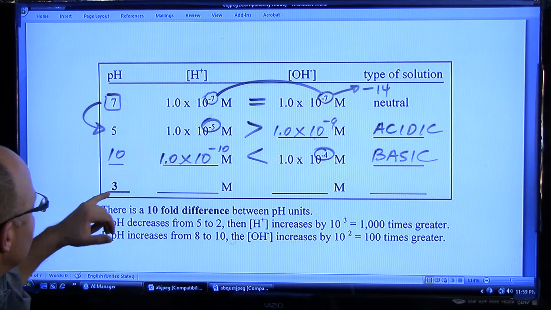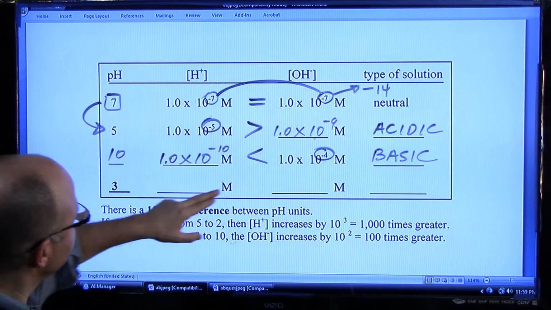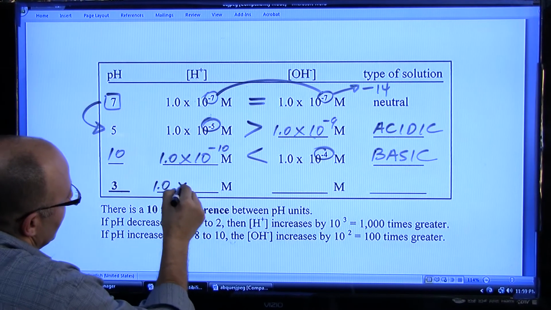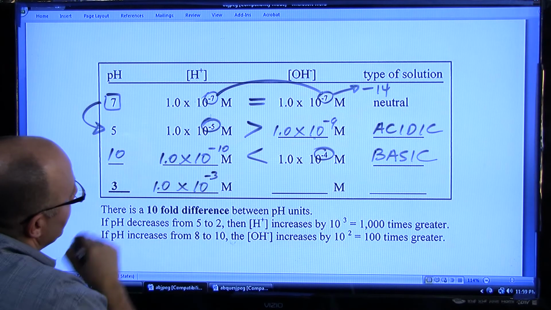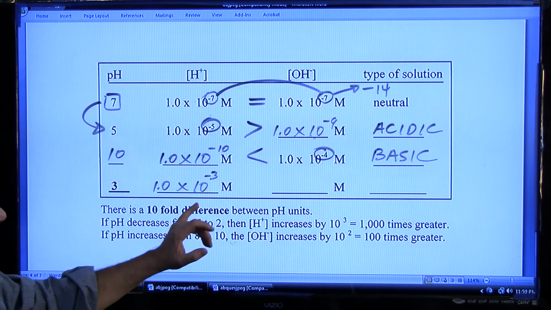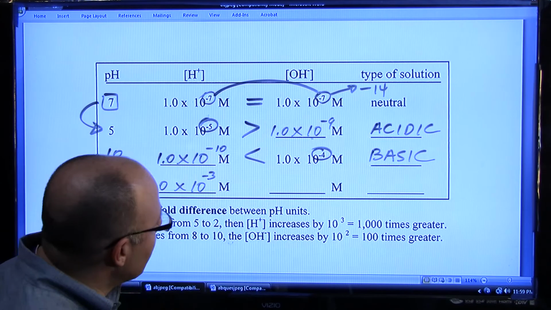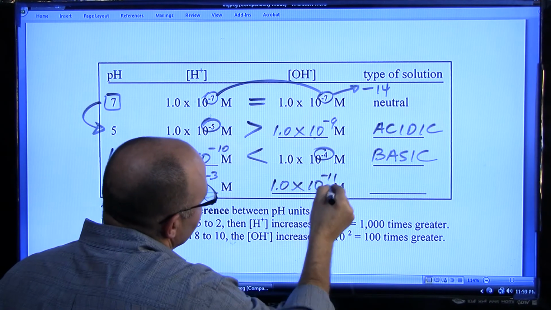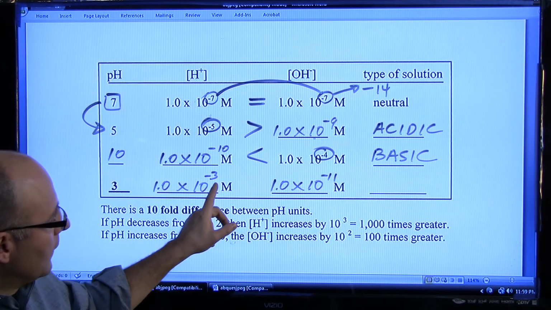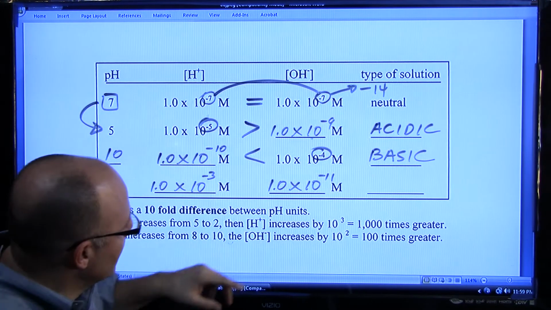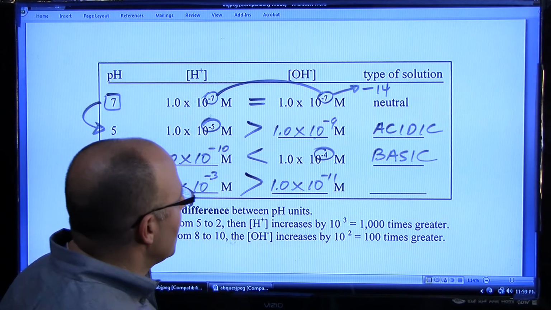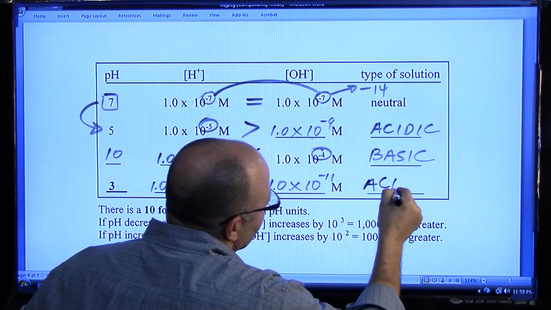And then if the pH is 3, can you fill in the rest here? So yes, the H plus is 1.0 times 10 to the negative 3rd. The OH minus, since they have to add up to negative 14, is 1.0 times 10 to the negative 11. Negative exponent, smaller is greater. So this solution, since it has more H plus than OH minus, is also acidic.